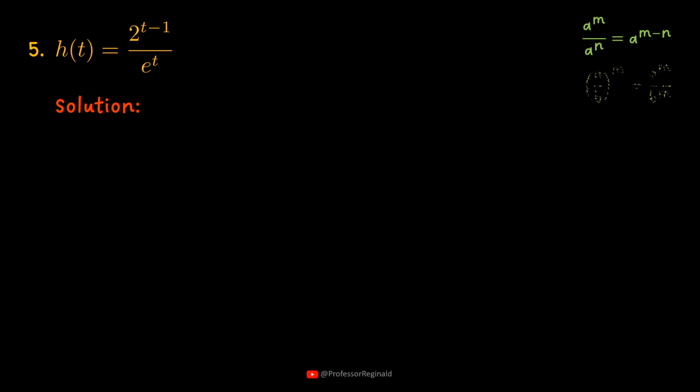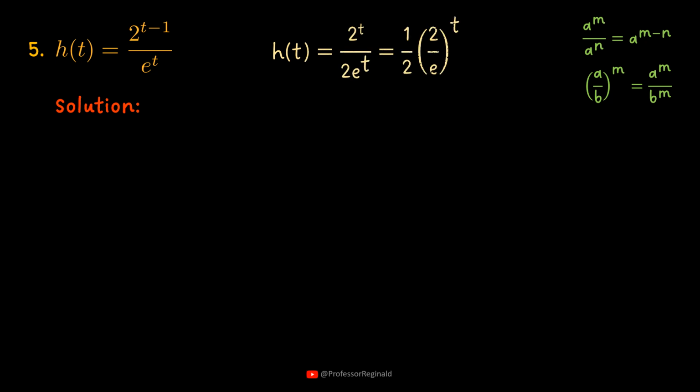Number 5. h of t equals 2 raised to the quantity t minus 1 all over e raised to t. Solution. First, try to write h of t in terms of a single base raised to an exponent. Use properties of exponents. The function now becomes 1/2 of 2 over e raised to t.